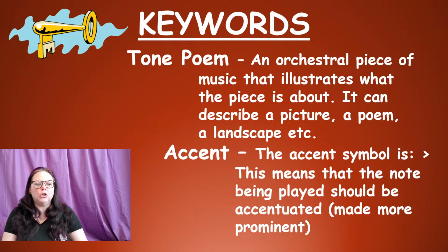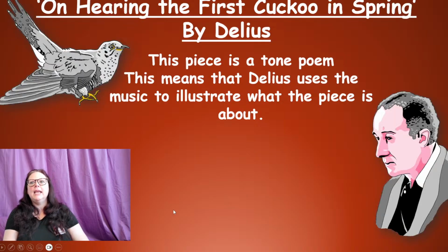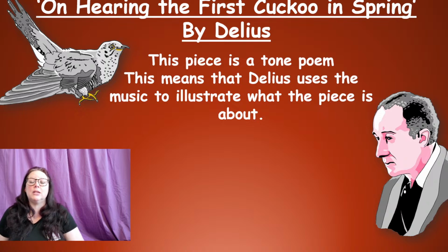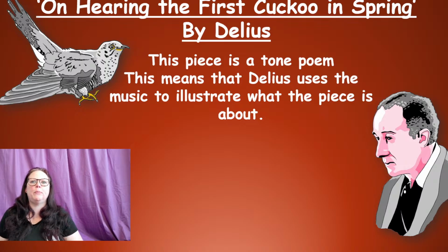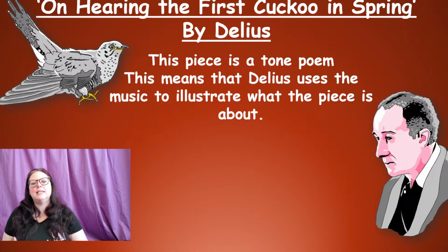So let's have a look at the tone poem that we're going to be exploring today. The tone poem is called On Hearing the First Cuckoo in Spring, because today's lesson is all about spring. It's by a composer called Delius. This was written around about 1912, 1913. This piece is a tone poem, and it means that Delius uses the music to illustrate what the piece is about. In this instance, it's hearing that first cuckoo in spring. That's what he's trying to describe through the music.